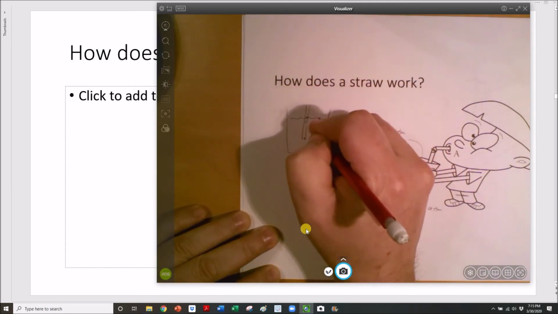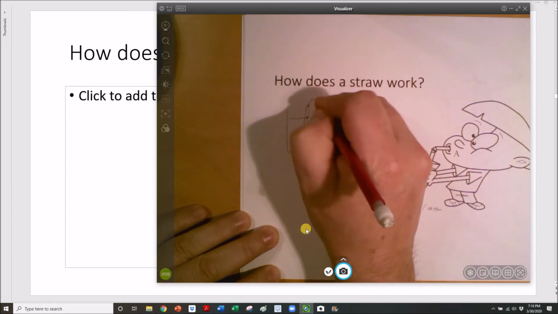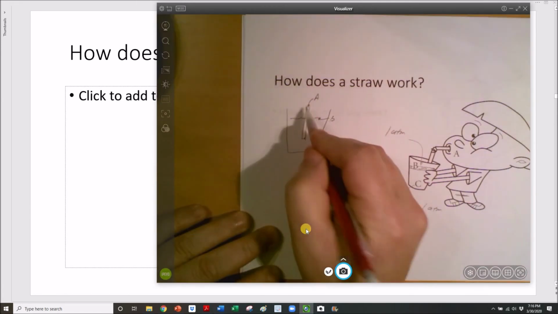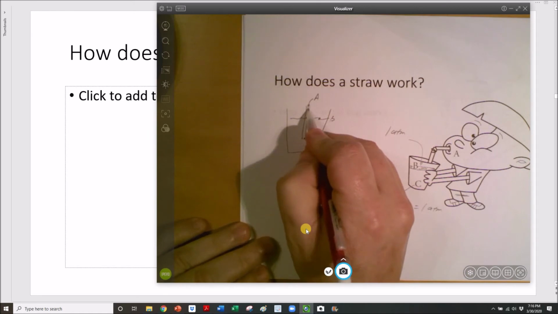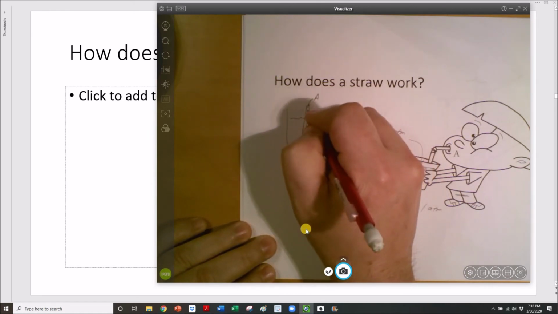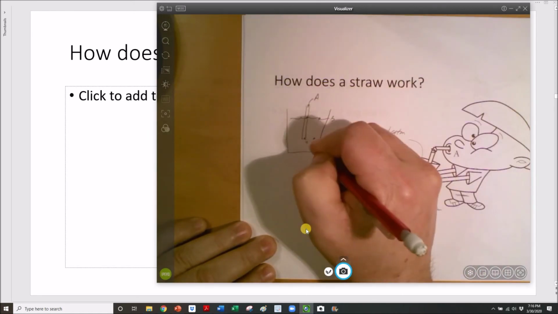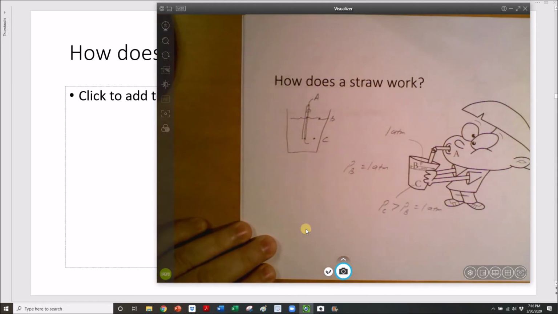Now, in order to get the fluid to come up the straw, you need to lower the pressure here at point A. So you put your lips on it and you inhale. You lower your diaphragm, which lowers the pressure inside your lungs, which lowers the pressure here. Now that does not pull the liquid up. What happens is now the pressure up here is less, like in the barometer, and so the pressure is greater here, and it pushes the fluid up the straw.